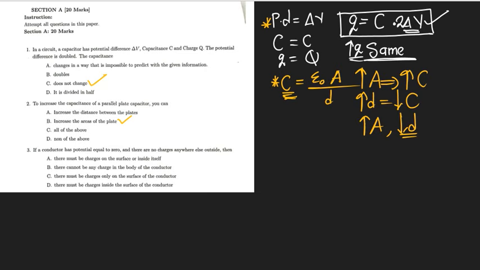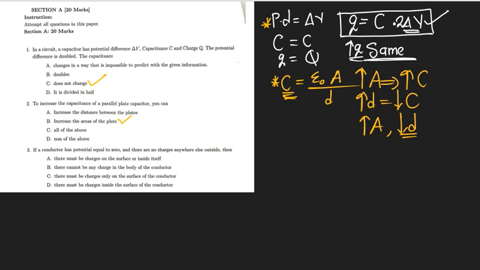So, look, if you are the body and that body has a potential difference equal to 0, the potential difference equal to 0 implies there is no electric conduction happening. It's neutral. Nothing is occurring, right? And there are no charges anywhere else outside, meaning there is no external influence either. So there's literally nothing occurring. So there cannot be any charge in the body of the conductor. It is not possible.